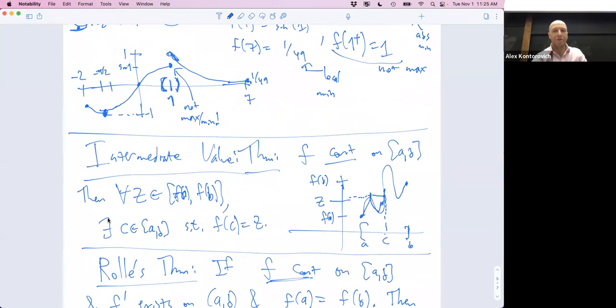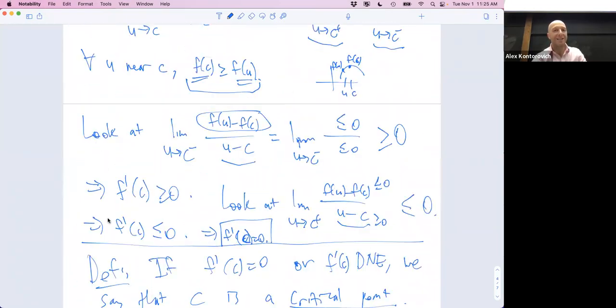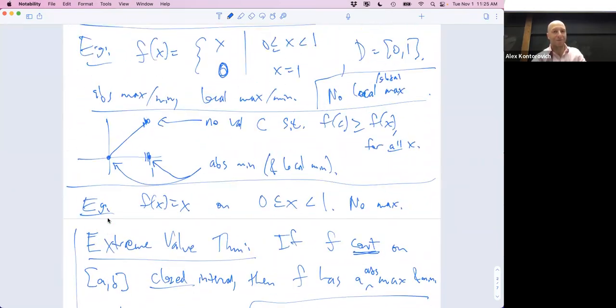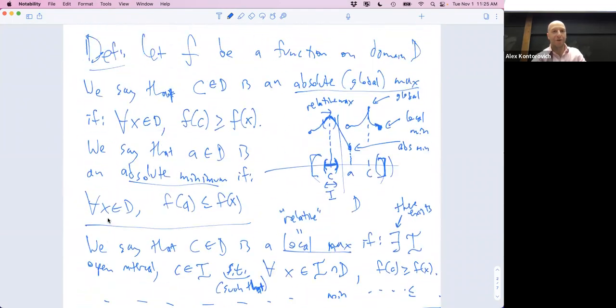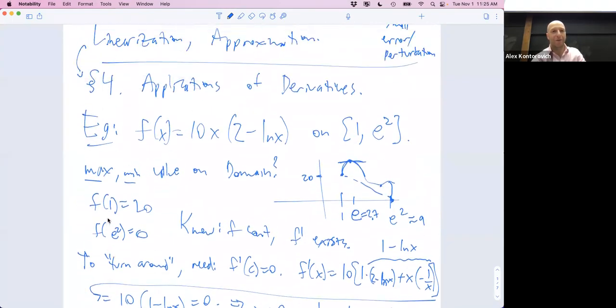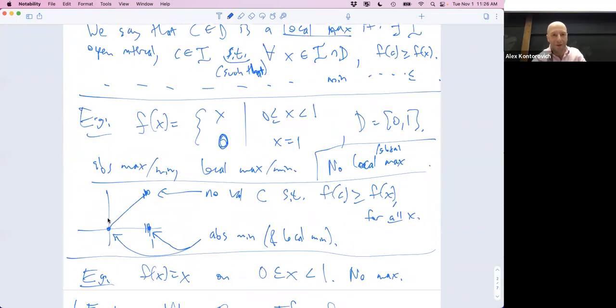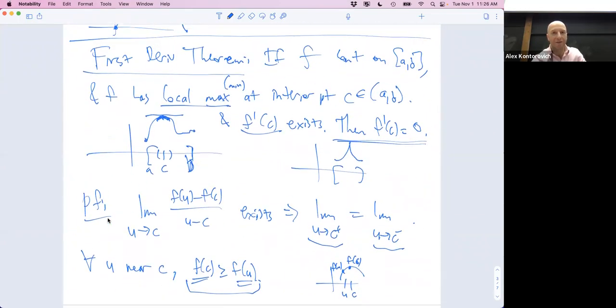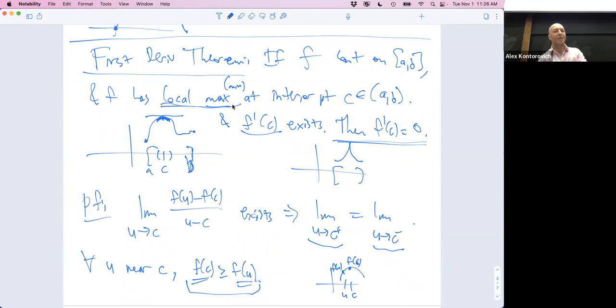Right. So the first derivative theorem said if it has an extreme value, the first derivative test theorem, that's a very good question. Where was it? I just missed it. It's right here. If it has a local maximum, then at that local maximum, the derivative is equal to 0, assuming the derivative exists. If it has a local maximum and the derivative exists, then the derivative is 0.